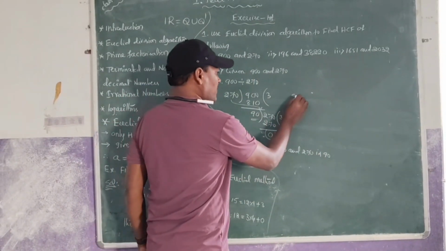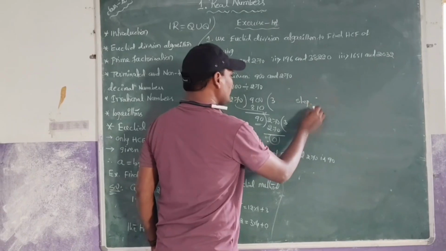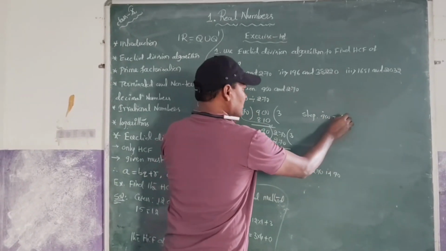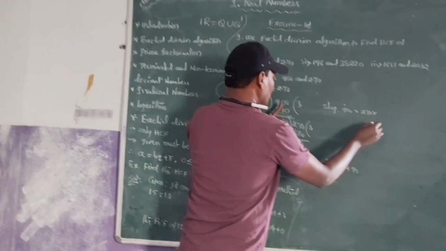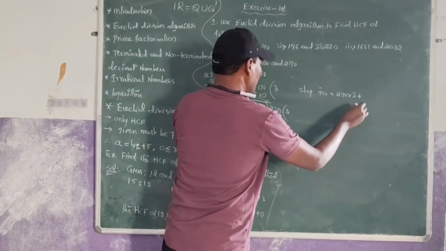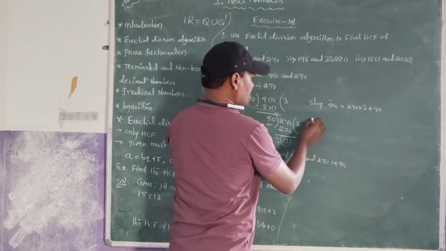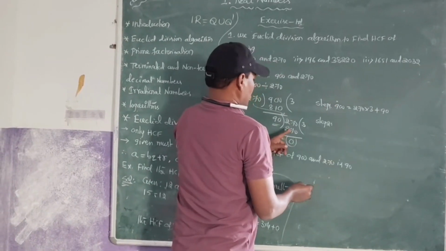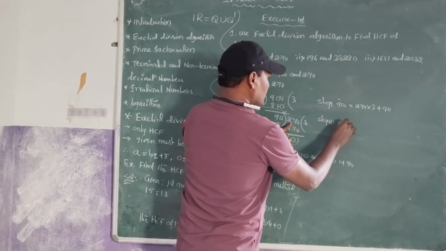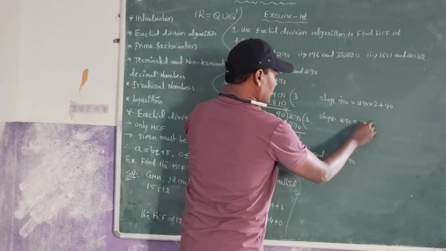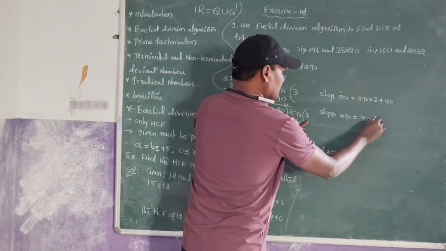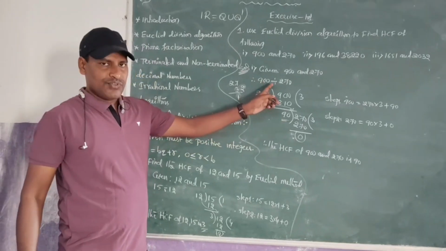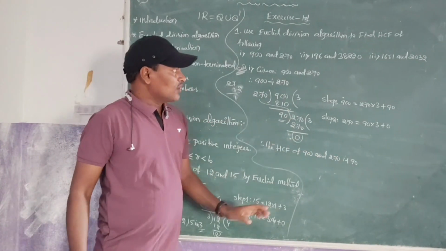Right? Steps also. Step 1: dividend 900, divisor 270, quotient 3, remainder 91. Step 2: dividend 270, divisor 90, quotient 3, remainder 0. The HCF of these two numbers is 91.